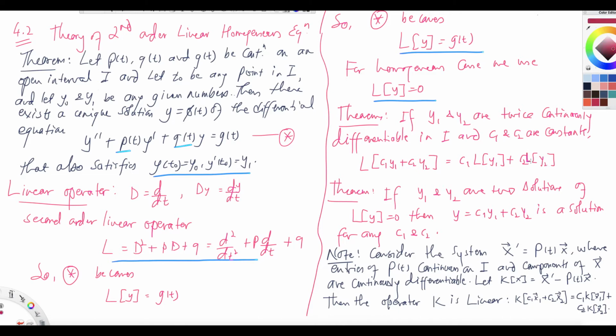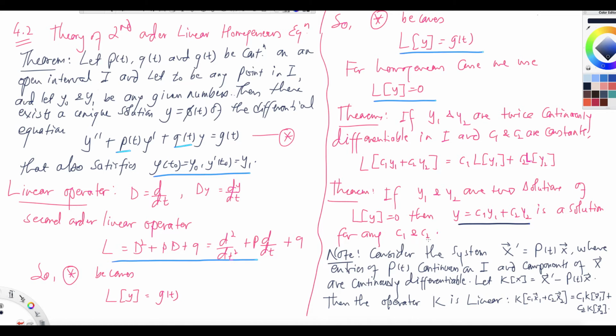Another theorem here is: if y1 and y2 are two solutions of this second order linear homogeneous equation, then y equals c1 y1 plus c2 y2, the linear combination, is also a solution for any constants c1 and c2.